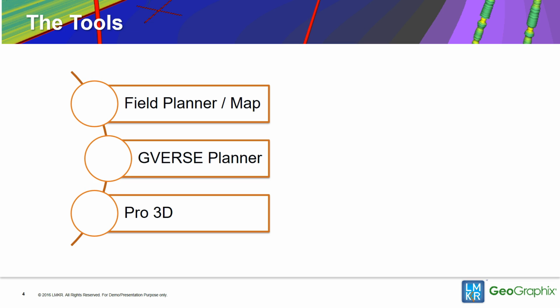Alright, so what are the tools that we're going to use? Three tools. One, Field Planner and the map itself. Then we're going to use Gverse Planner to create surveys. And finally, Pro3D in order to visualize everything in a 3D scene. It's a total integrated package.